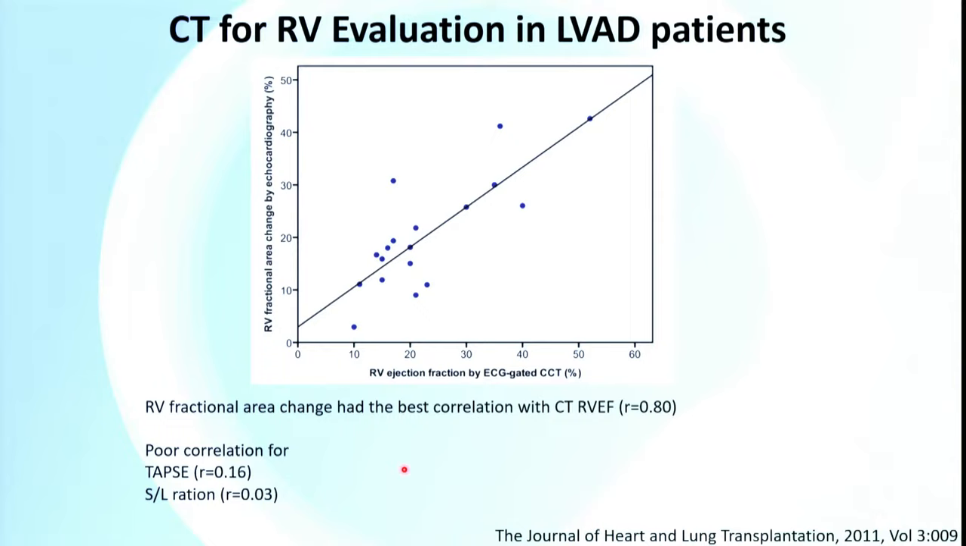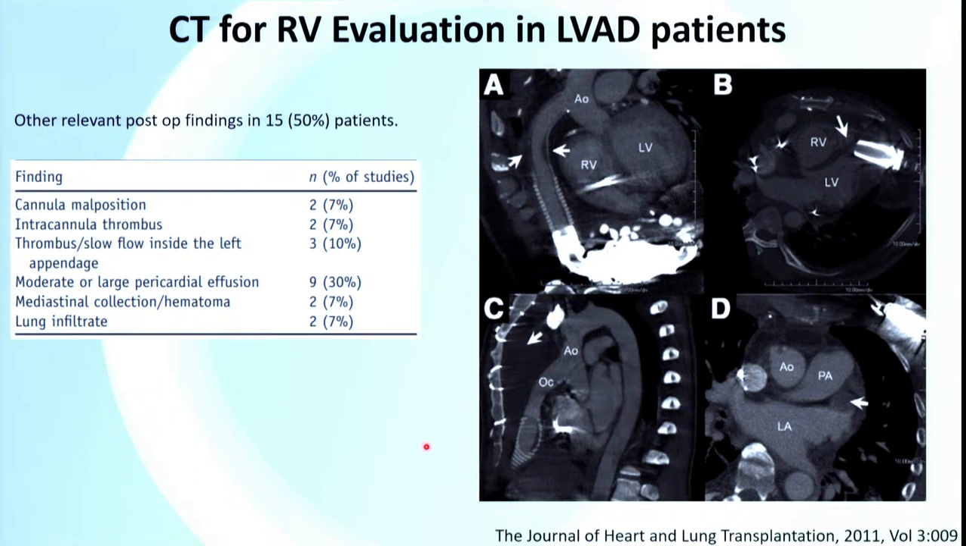Another advantage of doing CT in these patients is that it can also pick up on other findings. So in this study, half of their patients, 15 patients, had other relevant post-op findings as well that were picked up on CT, and they include cannula malposition, intracannula thrombus, slow flow in the left atrial appendage or left atrial thrombus, pericardial effusion, anterior mediastinal hematomas, and lung infiltrates. And here are some examples of that.